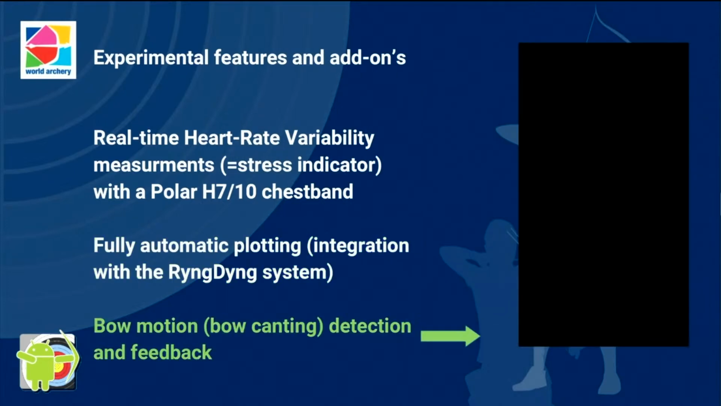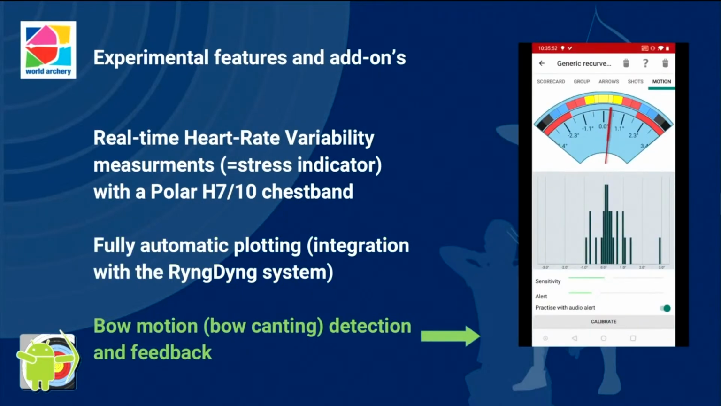And finally, we have some integration with bow motion sensors. One of the major score loss mechanisms, especially for recurve archers, is bow canting, or not keeping your bow vertical. And with this system, we can measure that in real time and also give feedback to the archer when they're not keeping the bow vertical.